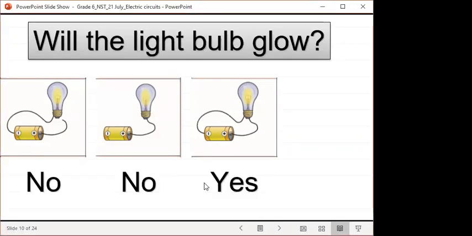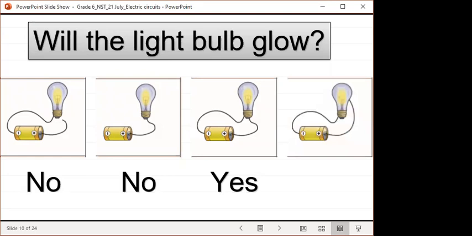Okay, so indeed, guys, in this picture, the bulb will glow. Both ends of the battery or the cell are connected to the base of the light bulb. The base of the light bulb is this part here at the bottom. That's where we need all our conductive wire to be. Okay. Then next picture, will the bulb glow?